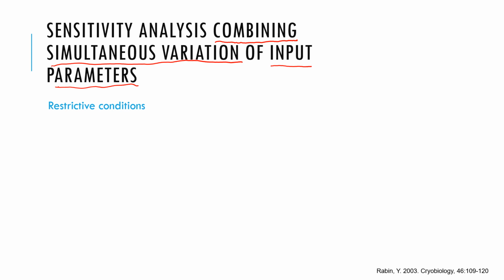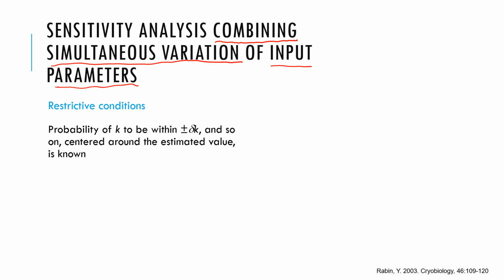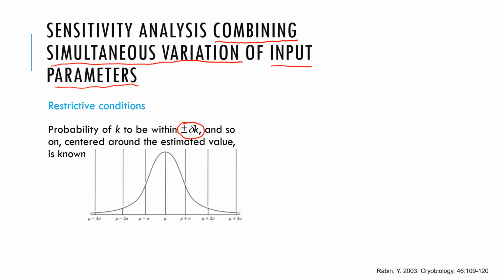Now, the answer to doing these simultaneous variations can get really complex. So the formula that we're about to derive is valid for a very restricted condition. And what are the restrictions? So here are some of them. The probability of, let's say, K, the thermal conductivity, to be within some range and centered around an estimated value is known, meaning we nicely know the distribution and the mean and standard deviation of these values.